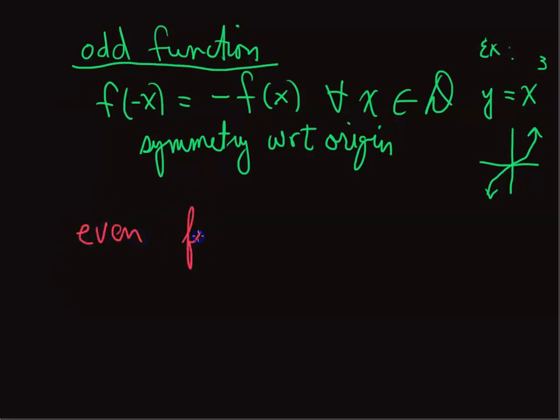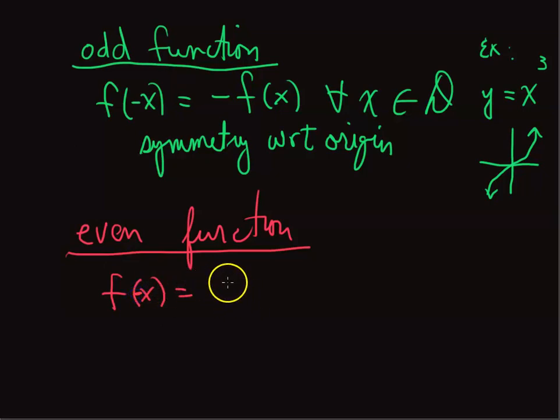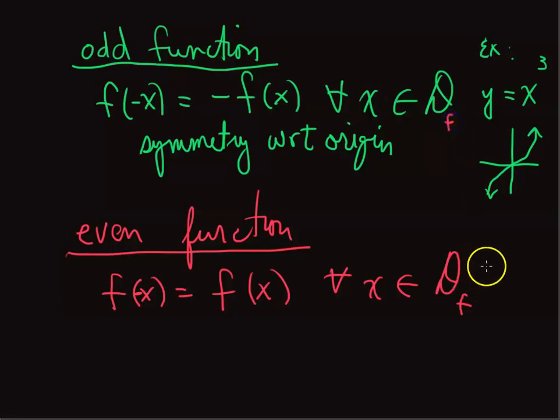Even functions, that's just like the cosine: f of x, or f of a negative x equals f of x. It doesn't matter whether you put in a negative. And this has to be true for all x elements of the domain for this function f. Maybe I should have put an f here. Let me pencil this in here too.